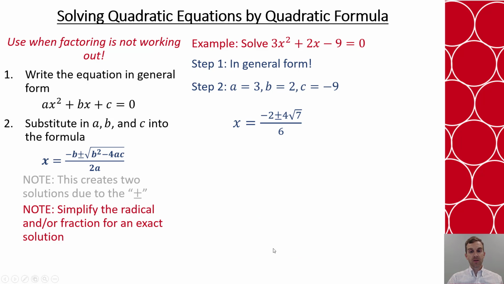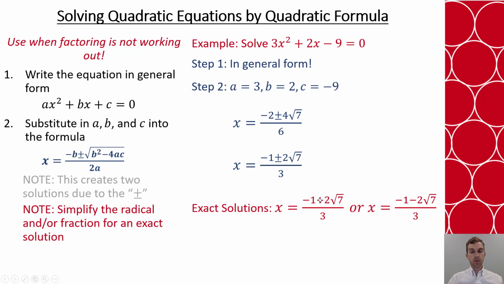My last thing when I look at that radical is I say, can I simplify the 2, the 4, and the 6? Because they're all outside the radical of my fraction. And yes, I can divide them all by 2. This will become negative 1 plus or minus 2 times the square root of 7 over 3. That is my solution, because it could be plus 2 times the square root of 7 or minus 2 times the square root of 7.